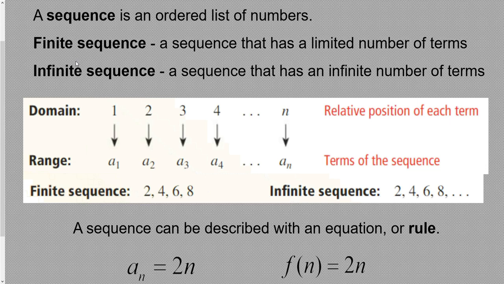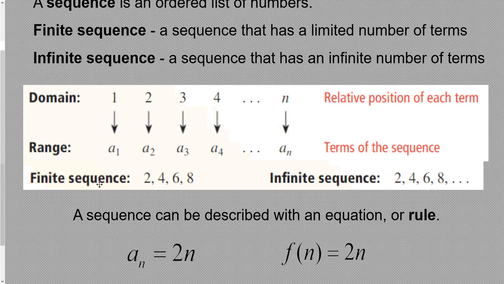We list the numbers in terms of which term they are. So there's a first term, second term, third term. We call that the domain, how many terms there are, or as the book puts it, the relative position of each term. And then the range, which are the terms themselves.